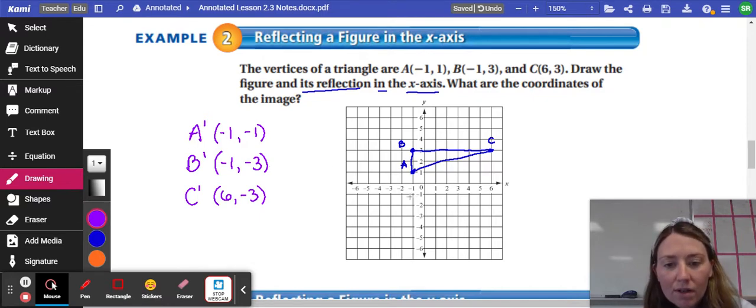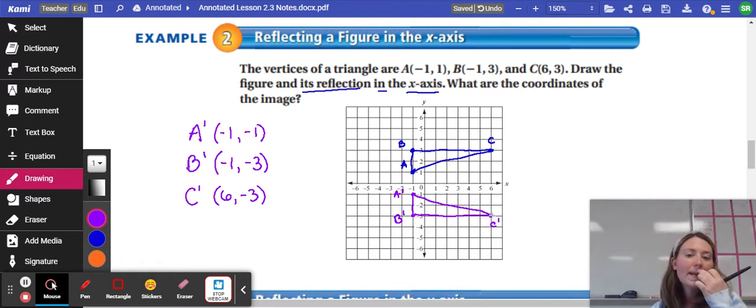A prime is -1, -1. I'll label that as A prime. B prime is -1, -3. And that is B prime, 6, -3, and that is C prime. And again, I'm just going to connect the vertices to form my triangle. Okay, and now you can see that this is a perfect mirror image over or in the x-axis.